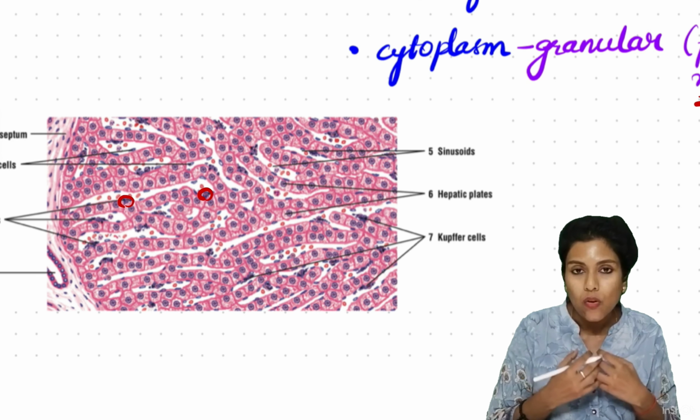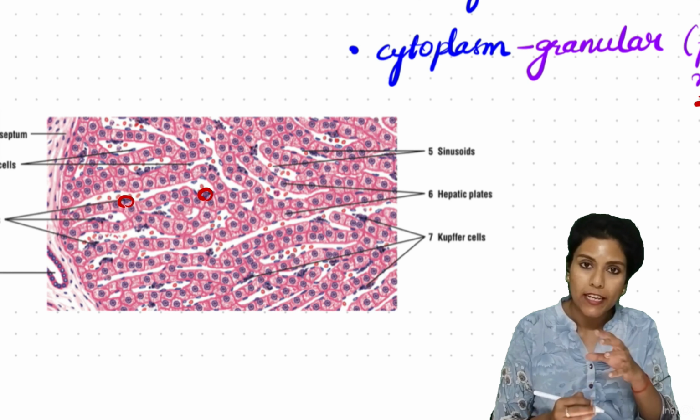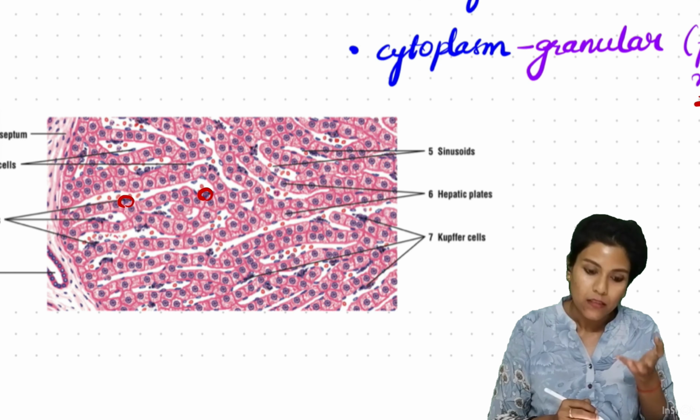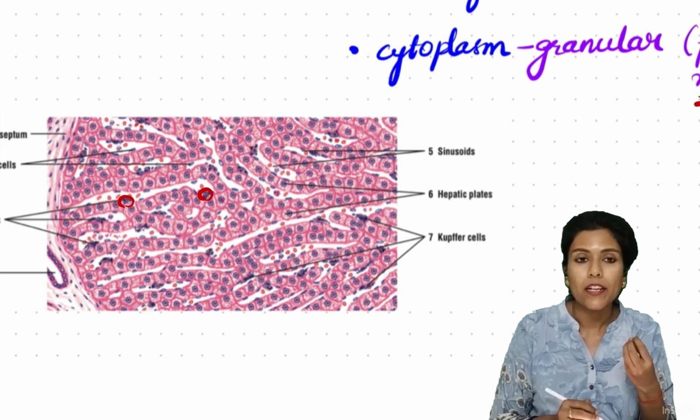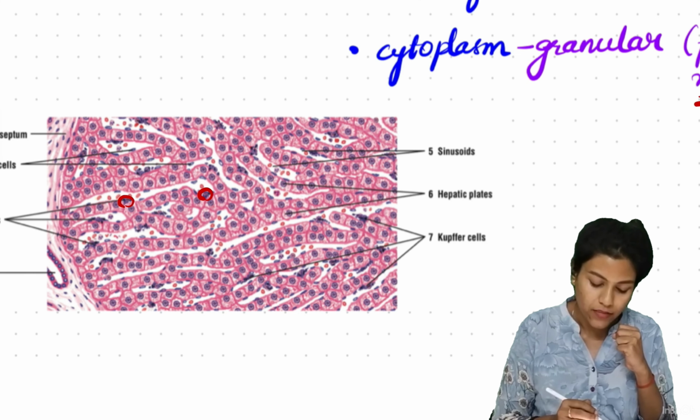So whatever toxins or drugs that enter the circulation will come into the sinusoids. It will be taken up by the Kupffer cells. Toxins, even the virus, in an attempt to kill the virus, or any drugs injected, or toxins present in the blood are taken up by the Kupffer cells.